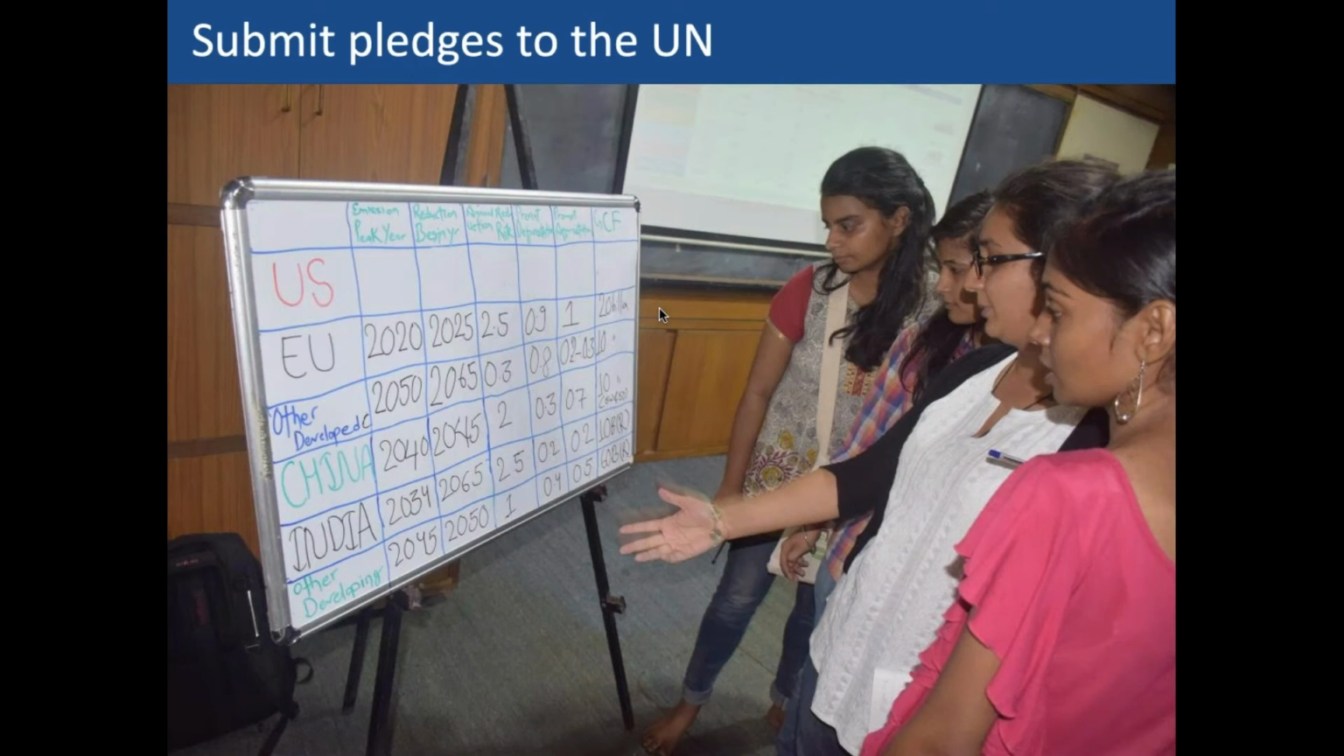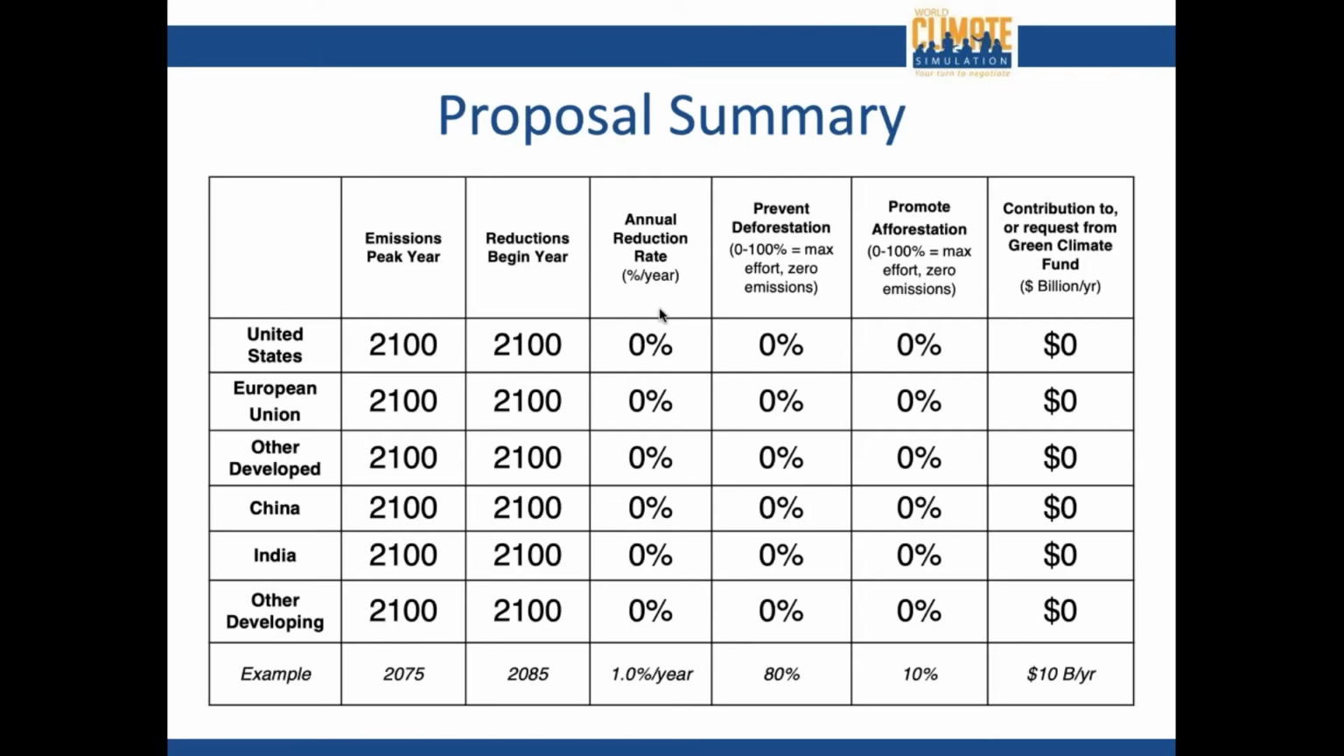Oftentimes there'll be one representative from each group that will come up to the front of the room, give a short presentation about what their country or negotiating bloc is proposing, and then they'll fill out this proposal summary. This can be put up as a slide where they enter in their pledges. It could be put up on a whiteboard like you see here. Just put up somewhere as long as they're able to fill out what they've pledged. And so, for example, this is for a 6-region group version.